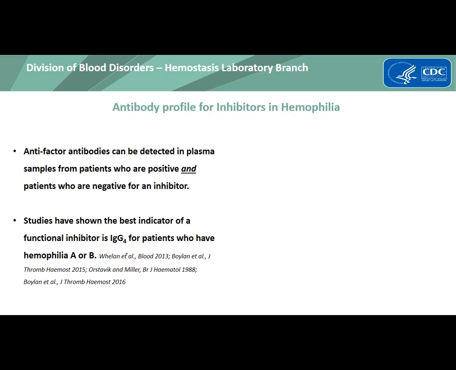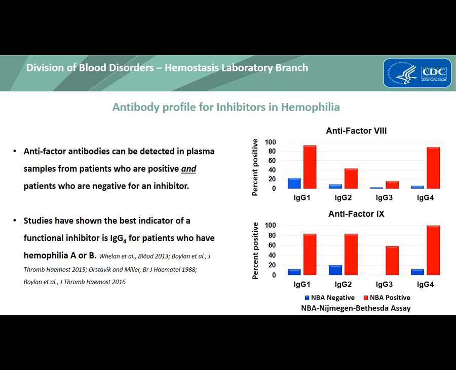And data describing the antibody profiles in these patients are shown here. This is a summary of the data that we've obtained in our laboratory. Shown on top is the data for anti-factor VIII antibodies from patients who have hemophilia A, and data from patients who have anti-factor IX antibodies who have hemophilia B, shown on the bottom. You're looking at percent positives for IgG1, 2, 3, or 4 different subclasses of immunoglobulin G. And then the data are segregated by Nijmegen-Bethesda positivity.